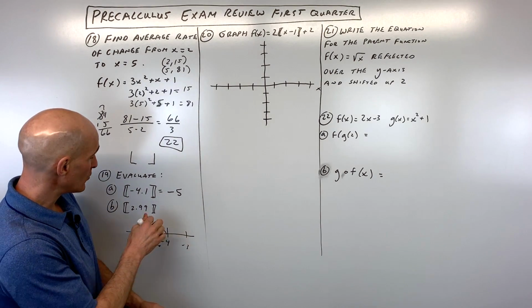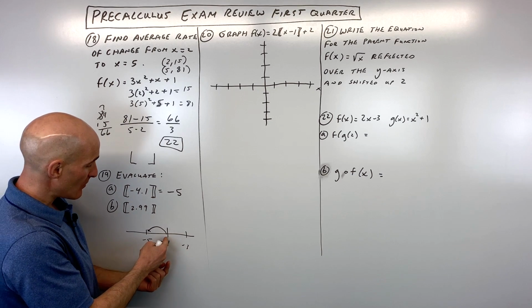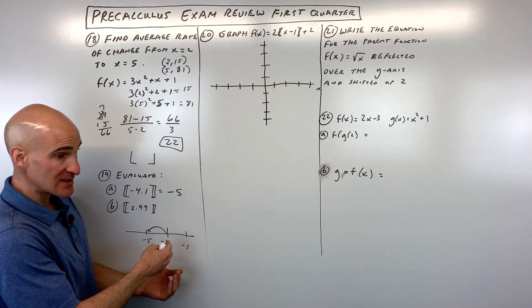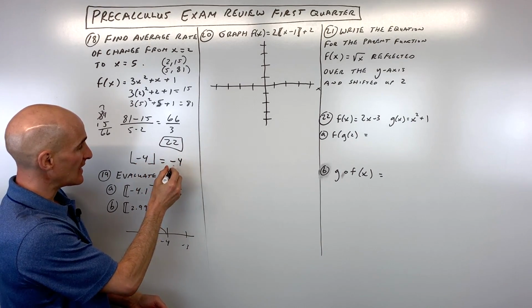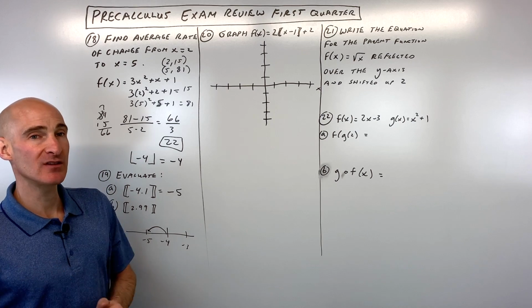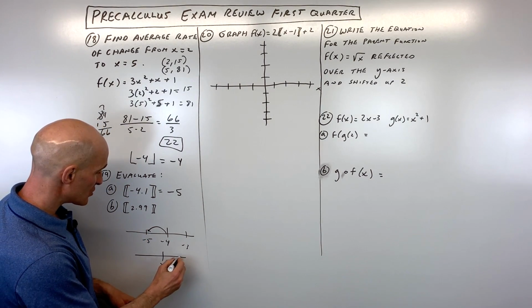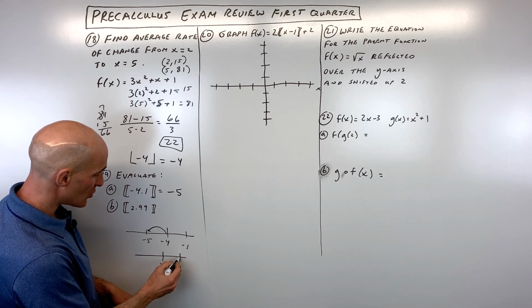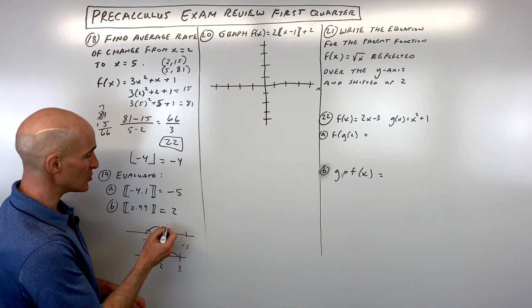Some students mistakenly will say, oh, 4.1, I'm just going to round down to 4. But you have to think about the number line: you're rounding to the left, the next integer to the left. Now if this is negative 4, then it would just stay at that integer value, negative 4. But if it's in between integer values, you're going to have to round down to the next lowest integer. So for 2.99, let's see, here's 2, here's 3. 2.99, it's almost to 3, but not quite. We have to round down to the next integer, which is going to give us 2.